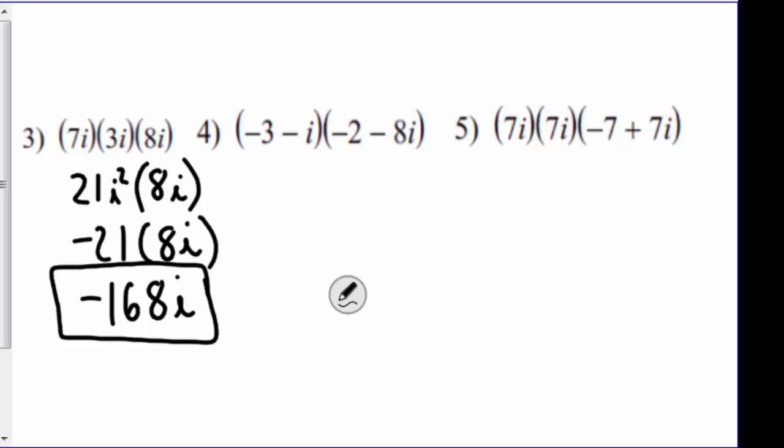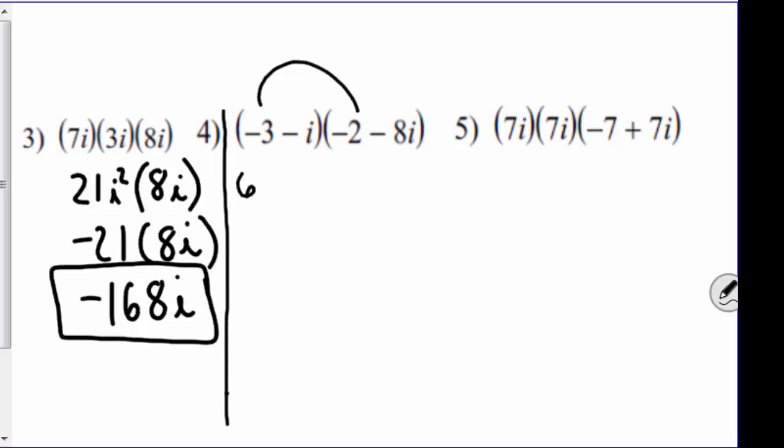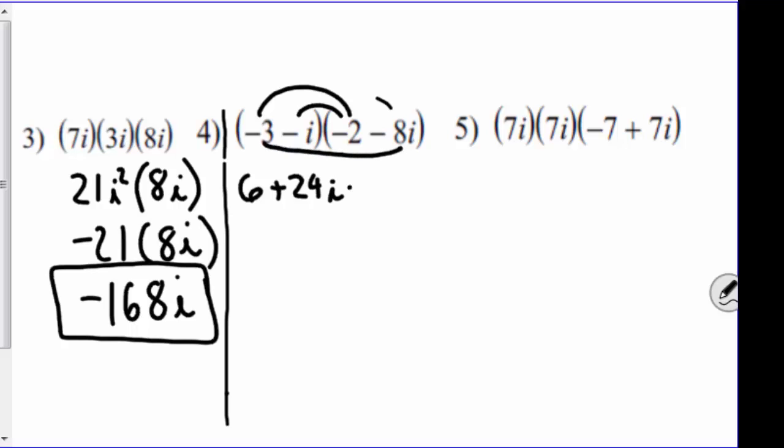Right, so number 4, we should do the box method, FOIL, however you want to think about it, distributive property. So we can do first times first, and we would get 6. Then we go to outer, and we would get 24i. And then we do inner, we get positive 2i, and then last times last gives us positive 8i squared.